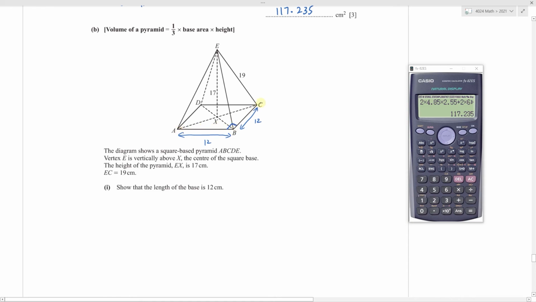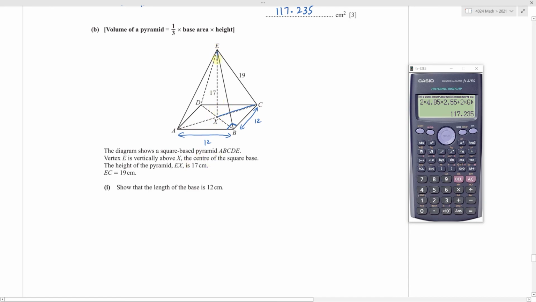Angle ABC is 90 degrees. So if I can calculate this length AC, I can use the Pythagoras theorem on triangle ABC to prove that this length is 12. And I can easily find this length XC, which is half of this length AC, because X is the center of the square base.